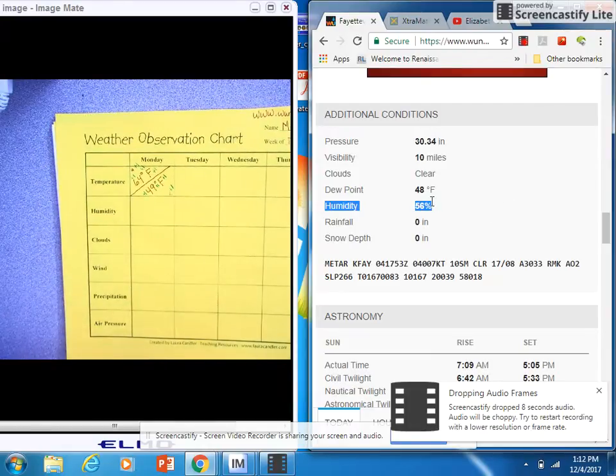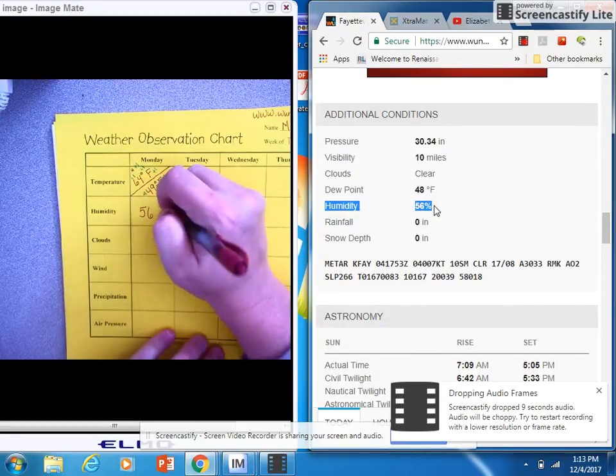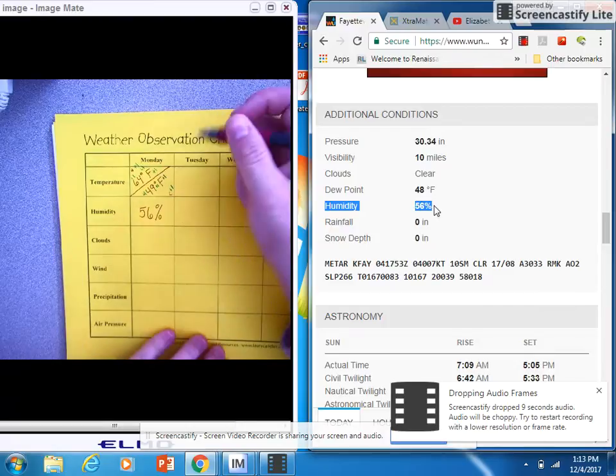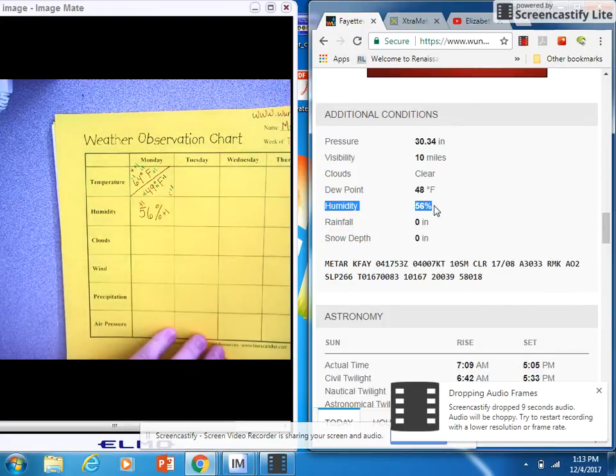We're going to work on humidity first. Does everybody see where it says humidity right here, 56%? Yes. You're going to write 56% here. If you just write the 56, you get 1 point. If you write the 56 and the percent, you'll get 2 points.